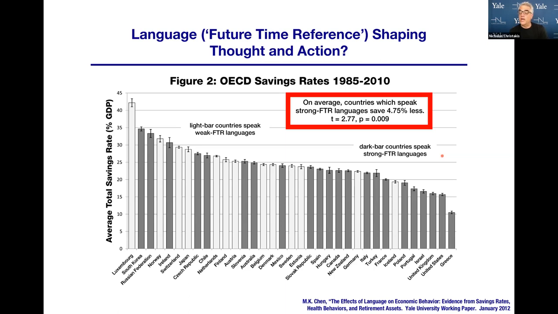And this holds across both countries and within countries when comparing demographically similar households. So here he shows the average total savings rate by country, and the light bar countries speak weak FTR languages, and the dark bar countries speak strong FTR languages. Those are like English, for example. And he finds that on average, countries which speak strong FTR languages save substantially less, as if the way of speaking with which you are encultured affects how you see the world and how you act in a variety of ways. Language frames perception and action.